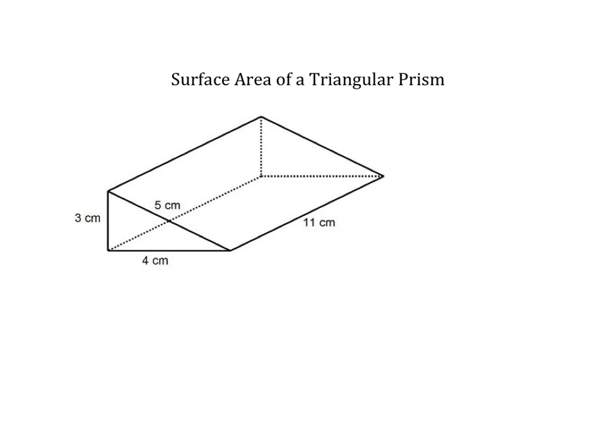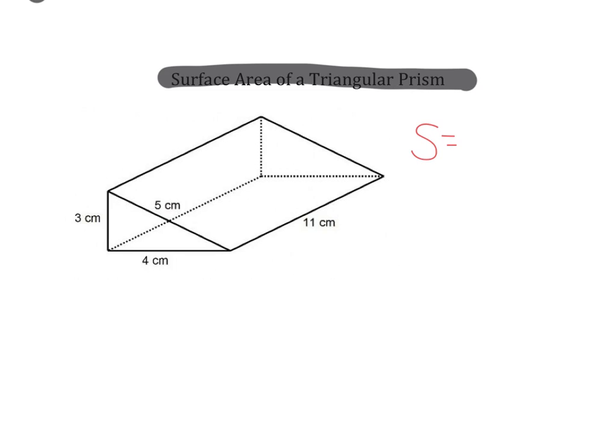Hi there, I'm going to look at finding the surface area of a triangular prism. So I've got this triangular prism here and I'm going to find the total surface area of that. I'm going to write down the formula for total surface area, which is S for surface area equals P, perimeter of the base shape, times the height, plus 2 times the area of the base.